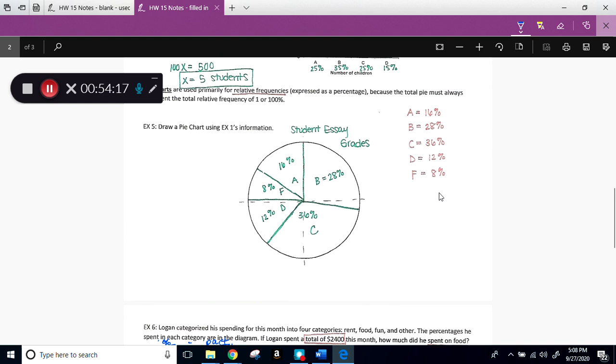And then remember, when you're making your pie chart, you're going to have your percentages to make a pie chart.